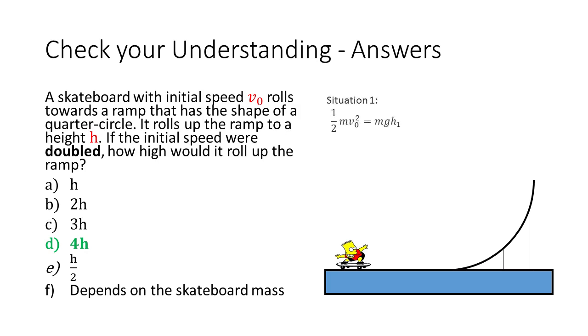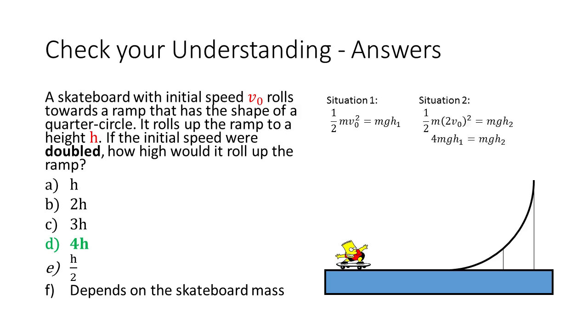In situation 1, we begin with an initial kinetic energy of 1/2 mv0 squared, and equate that to a final potential energy of mgh. We can do this because the initial situation has no potential energy, and the final situation has no kinetic energy. In the second situation, we are actually beginning with a totally different initial speed, twice v0.